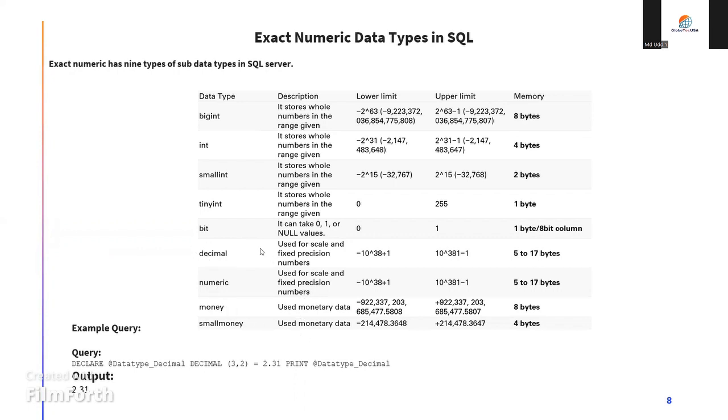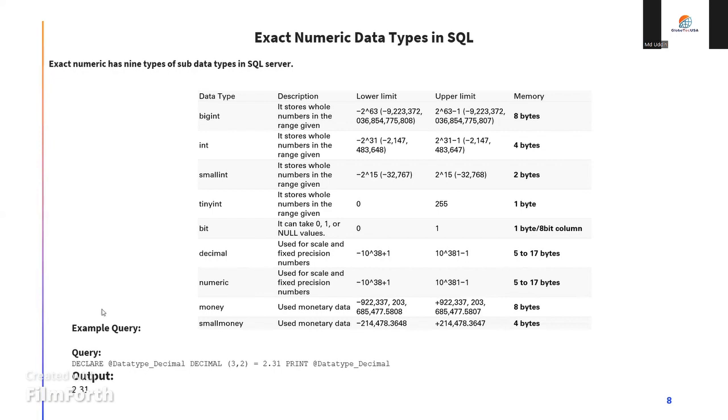Decimal is used for scale or fixed precision numbers, so you can divide those numbers with a decimal. Numeric is also used for scale and fixed precision numbers, which is only 5 to 17 bytes. So decimal and numeric take the same memory. Money is used for monetary data, like different currencies. Smallmoney is used for monetary data too, same thing, but the range is different.